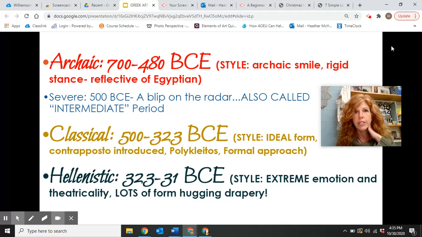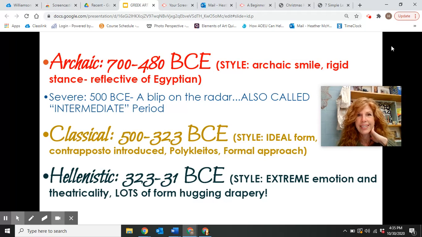When you're thinking about archaic sculpture, extremely rigid stance, right? It's very reflective of Egyptian, but Greek archaic sculpture was almost always nude, and you never saw that in Egyptian sculpture; they at least had their little pharaonic kilt on, if you will. There was a little blip on the radar screen called the severe style that fell between the archaic and the classical. And during this time, believe it or not, is the very time that Kritios Boy comes, during this intermediate period, also known as the severe period.